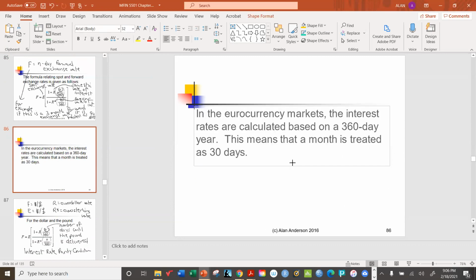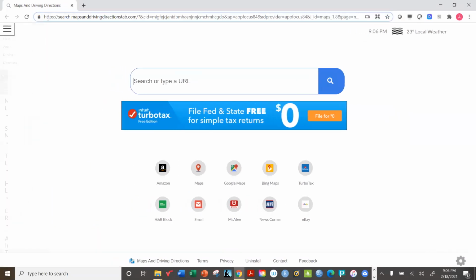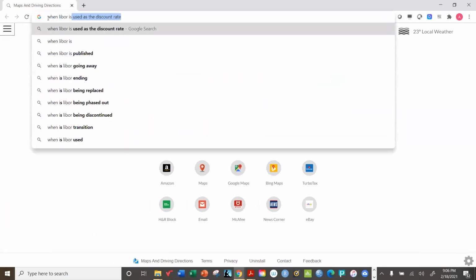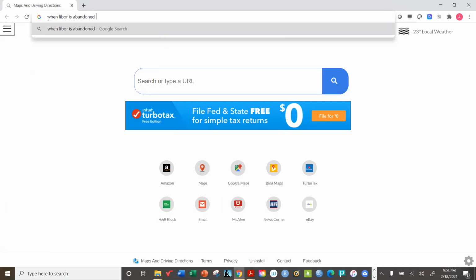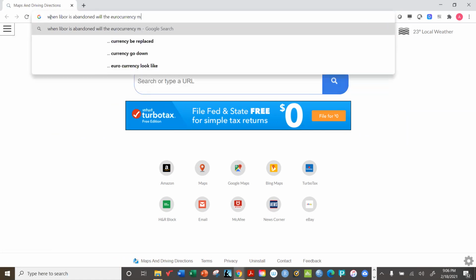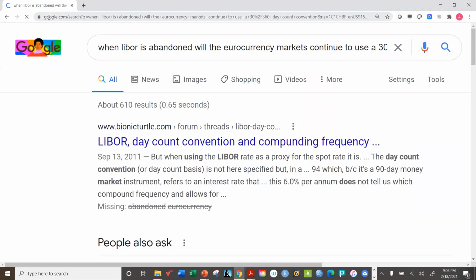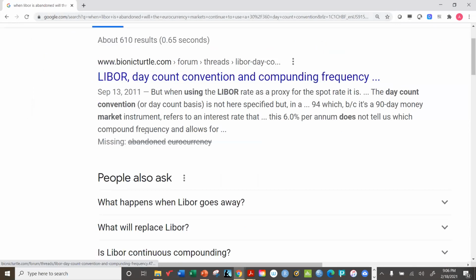This is an interesting question, whether they're going to keep the 360-day year when we switch over to those new rates. You know what? Let me just quickly check that out, just out of curiosity. When LIBOR is abandoned, will the euro currency markets continue to use a 360-day count convention? No.